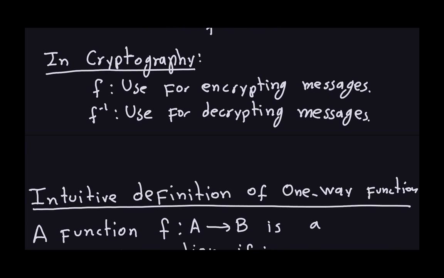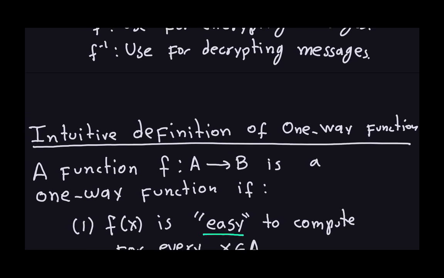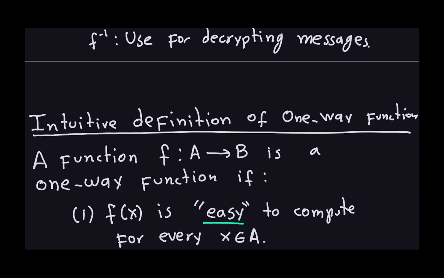Now we are ready to talk about the intuitive definition of a one-way function. So what is a one-way function? Okay, so let's look at the definition. It is a special kind of function. So it's a function from a set A into a set B that has the following properties.